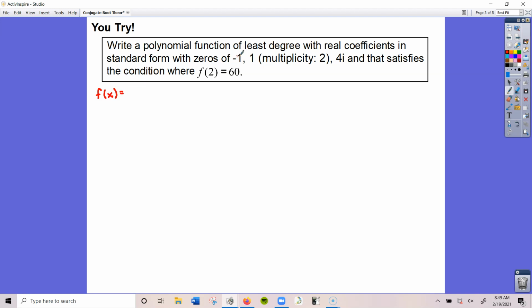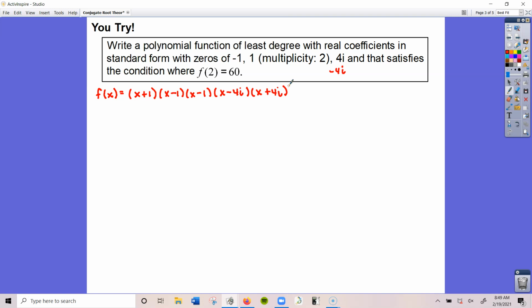So we have the zero negative 1, so that means the factor is x plus 1. We have the other zero of positive 1, so that means it's x minus 1, but it has a multiplicity of 2, so that means I have 2 of those factors. And then we have 4i, and if 4i is a root, so is its conjugate, negative 4i. So our roots would be x minus 4i and x plus 4i.